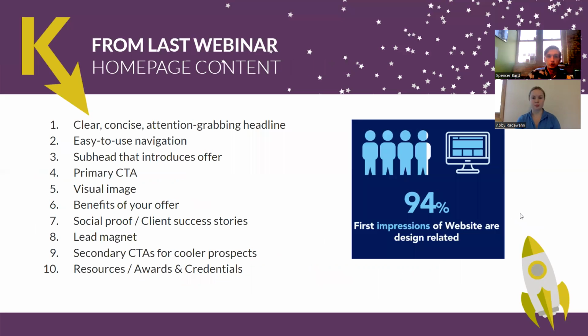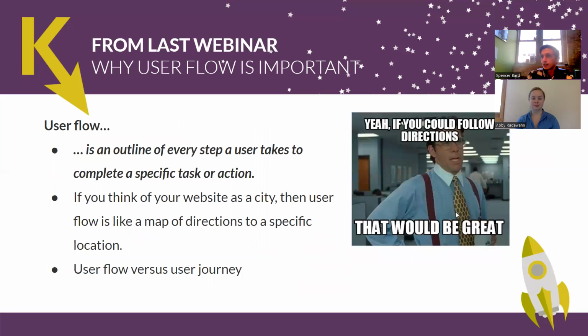And that brings us into a bit more about homepage content. What more content should you have? An attention grabbing headline, easy navigation, which we'll get into in a bit, a subheading that introduces your offering, a primary call to action, and a visual image. Everyone likes those visual images nowadays. It grabs the attention right away. Your benefits, that goes into that credibility side. Social proof and success stories, once again the credibility. A lead magnet, so maybe it's a freebie, maybe it's a secondary call to action, something that's a freebie for folks. Then anything to showcase your credibility more: resources, awards, credentials. That'll help them move on to the next stage.